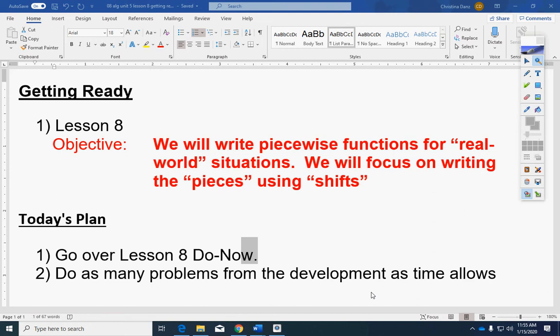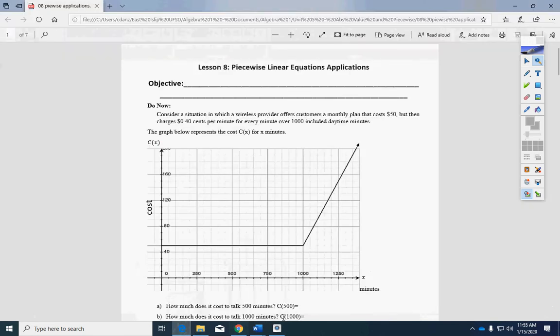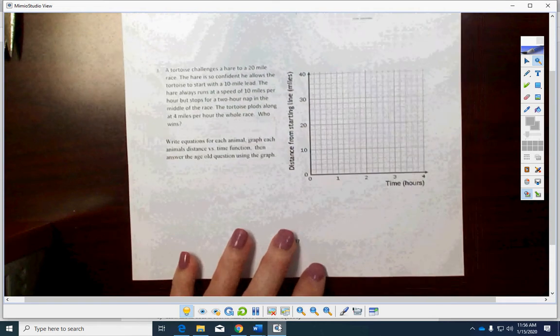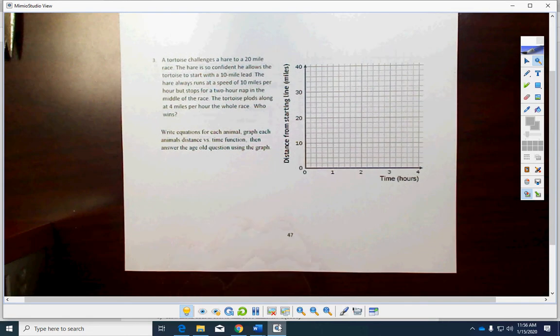So in order to make it more clear, I'm actually going to go out of order. We're not going to do the do now first. So this is where you wrote your objective, and here's your do now. But I actually want to turn to page 47. And we're going to do number 3.